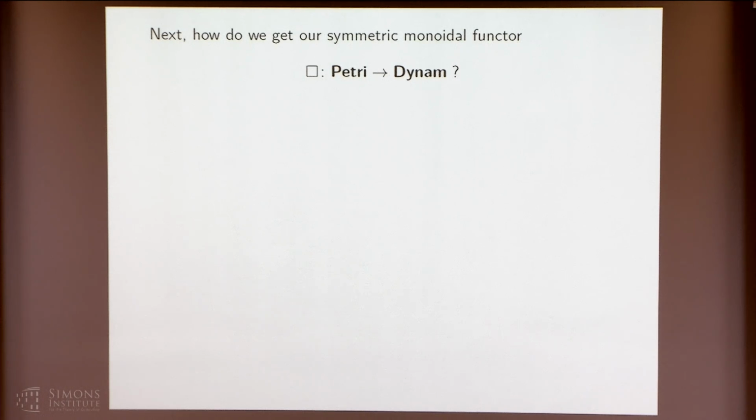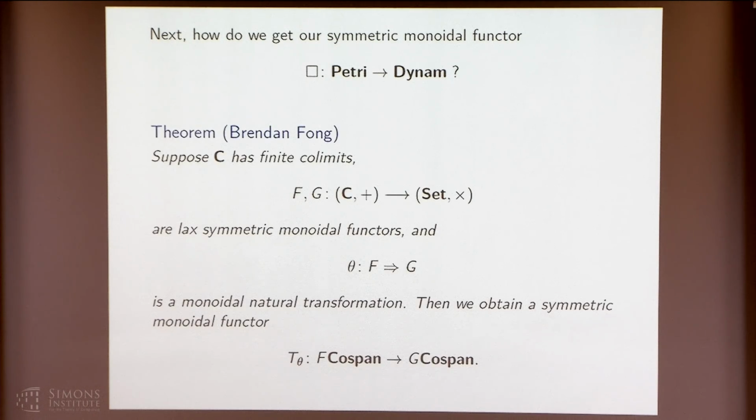And so how do you get a symmetric monoidal functor, which is providing the semantics to our open Petri nets? Well, Brendan has kindly provided a theorem for that as well. So now, suppose you've got two decorated cospan categories. How do you get a nice functor from one to the other? So you have a category with finite colimits and two different lax symmetric monoidal functors, F and G, which will thus give us two different decorated cospan categories.